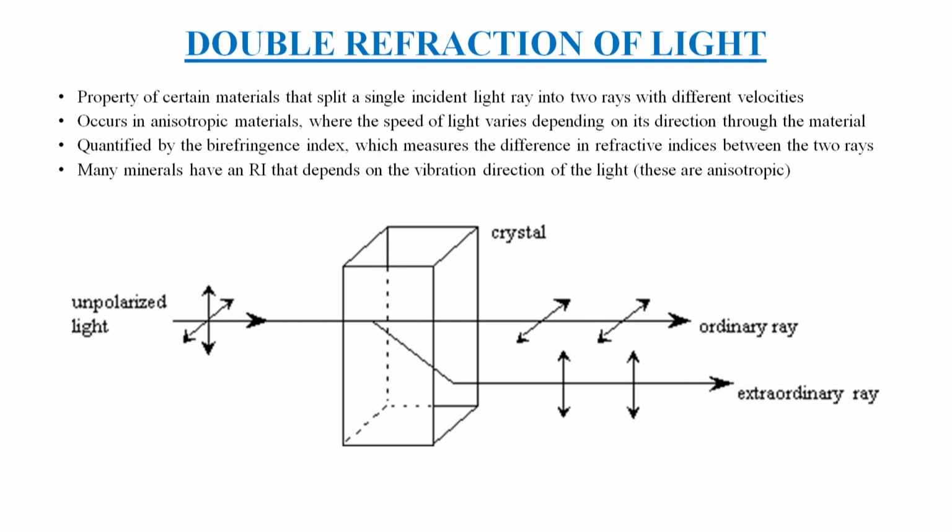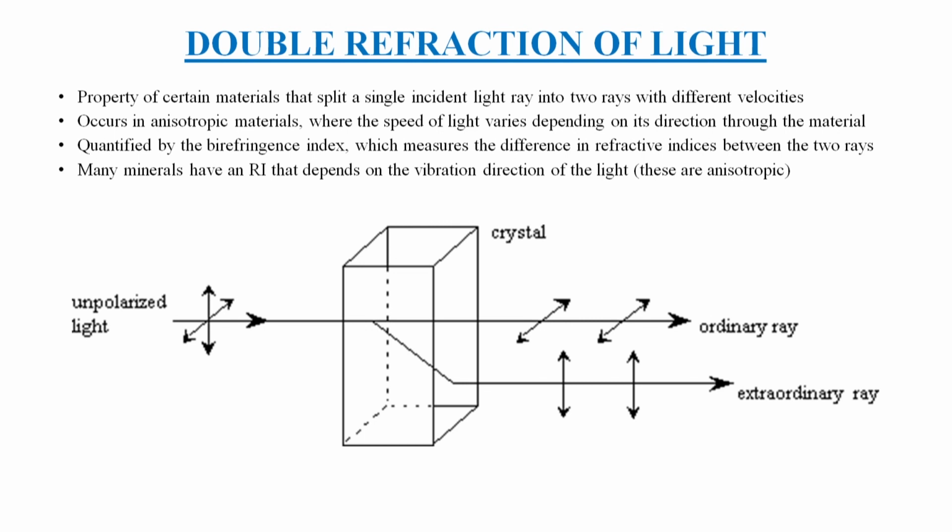This occurs in anisotropic minerals, where the speed of light varies depending on its direction through the mineral, and it is quantified by the birefringence index, which measures the difference in refractive indices between these two rays. So the light comes from the bottom as unpolarized light, then gets polarized, and finally enters the stage where you have the mineral. Soon after entering the thin section, that plane polarized light will be refracted into two rays, the ordinary ray and the extraordinary ray.